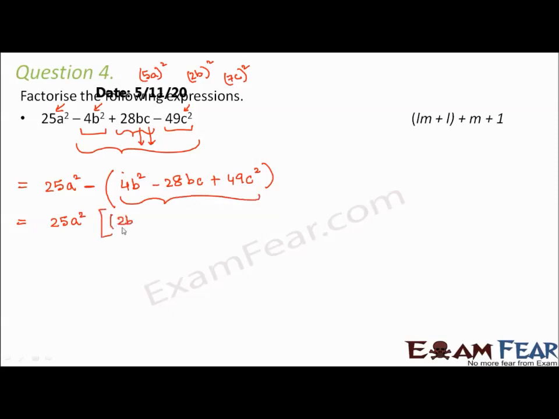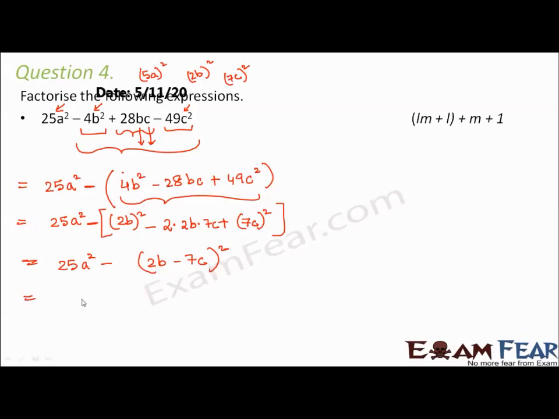So 4b square can be written as 2b whole square, 49c square can be written as 7c whole square. So the middle term must be written as 2 into a into b. Just check if this value is equal to this or not. So 2 2s are 4, 4 7s are 28, so 28bc. Perfect, so this fits into it. Okay, I just missed the minus sign here. So this would be 25a square minus, this is a square minus 2ab plus b square, that is a minus b whole square. So you have 25a square minus 2b minus 7c whole square.